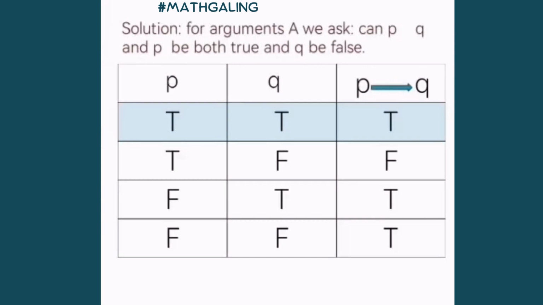Solution for argument A. We ask: can proposition P, P implies Q, be both true and the Q be false? The highlighted row shows that both P and P implies Q are true if and only if Q is true, based on the truth table. It is not possible for P and P implies Q to be true and the Q to be false.